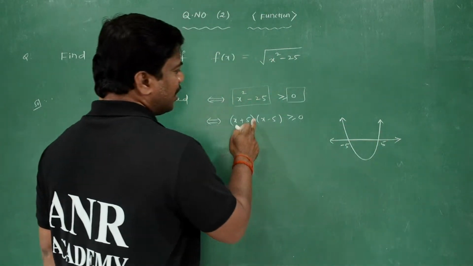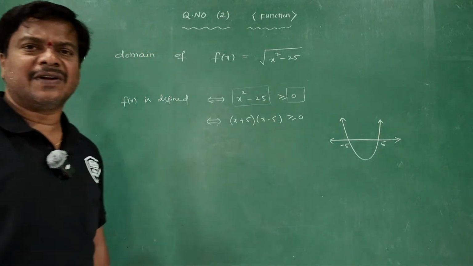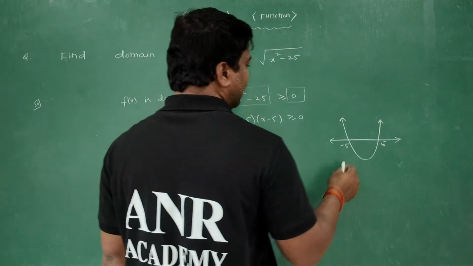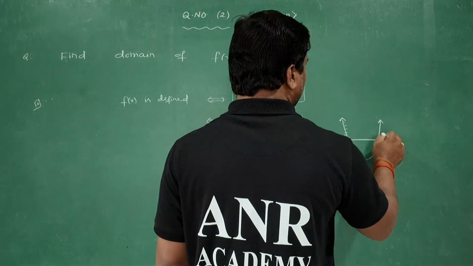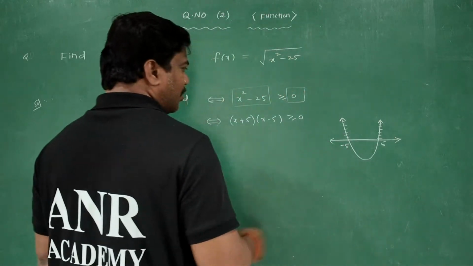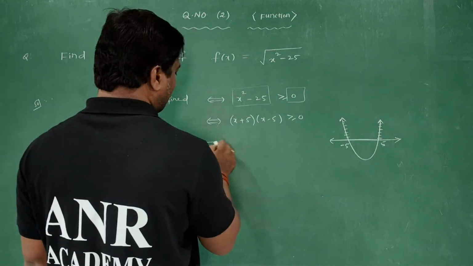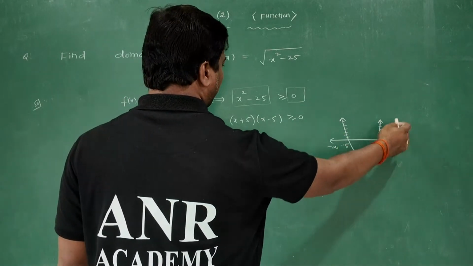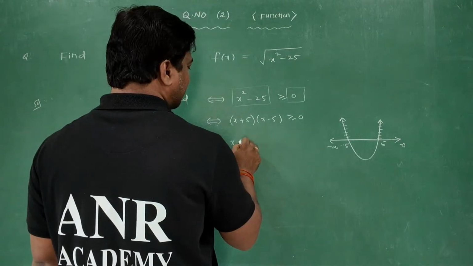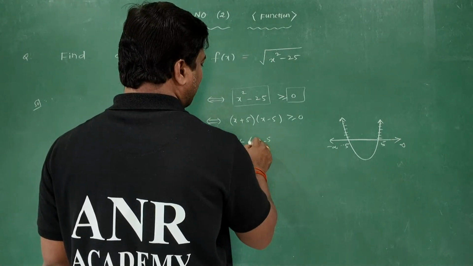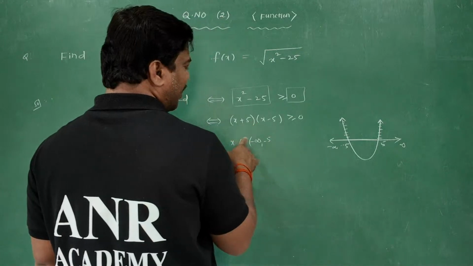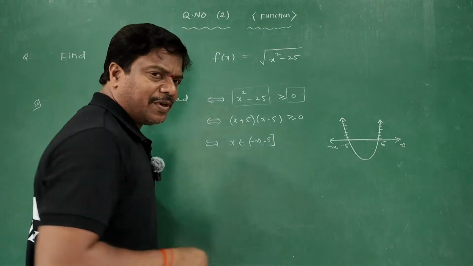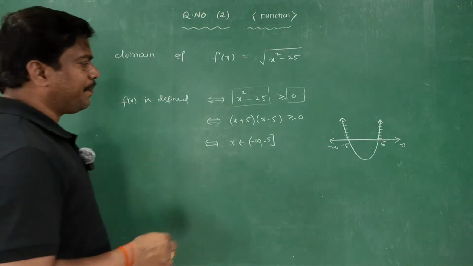Here the condition is that the parabola should be greater than or equal to the straight line. This portion you need. So for existence of this portion, the values of x must be minus infinite to minus 5 and then 5 to infinite. So x belongs to minus infinite to minus 5. When you write minus 5 then it becomes 0. Equality holds for minus 5.